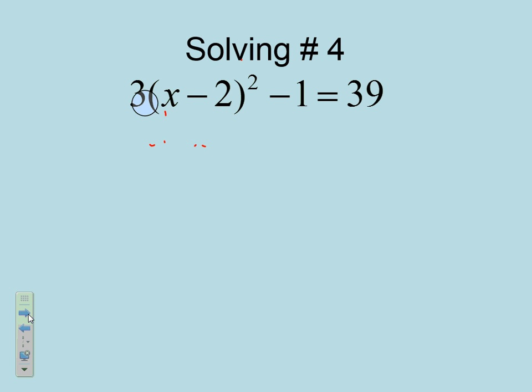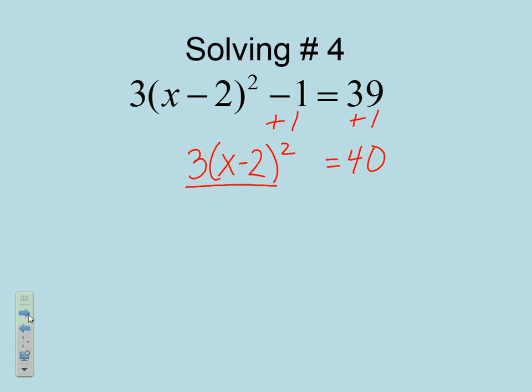So what I'm going to do instead is work on these inverse operations. Go ahead and get rid of things. Use our inverse operations to make this problem look a little nicer. 39 plus 1 is 40. I have 3 times x minus 2 squared. And now that 3 that's in front, I'm going to go ahead and divide by the 3. So I have x minus 2 squared equals 40 over 3.